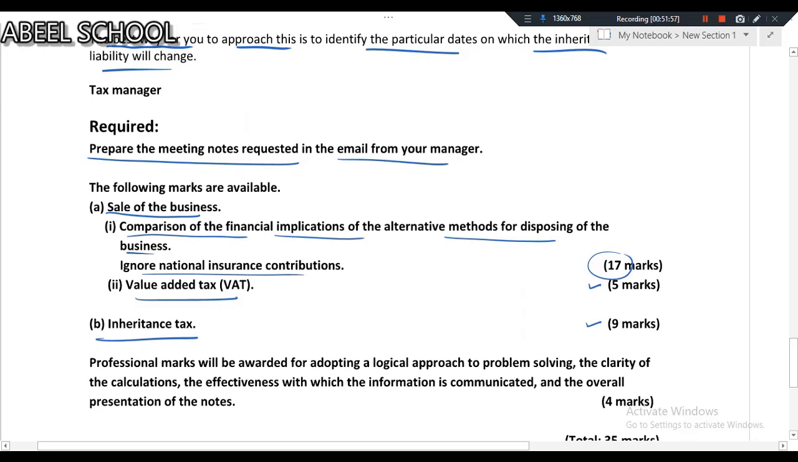Let us see for VAT. What is the examiner asking for the VAT? Dear student, I'm not going to draft the answer for the VAT, but I'll explain it to you. But I want you to write in your own words in order to save time.